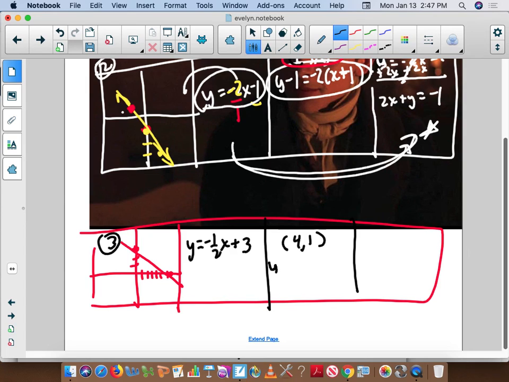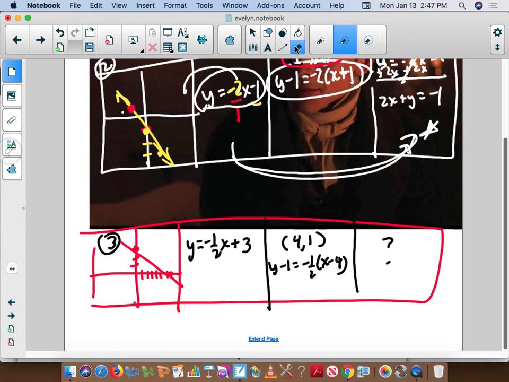So we're going to say y minus 1. What's our slope? Negative 1 half, x minus 4. y minus y1 equals m times x minus x1. Which one of these is easiest to get this one from? The first box or the second box? The first box. Good.